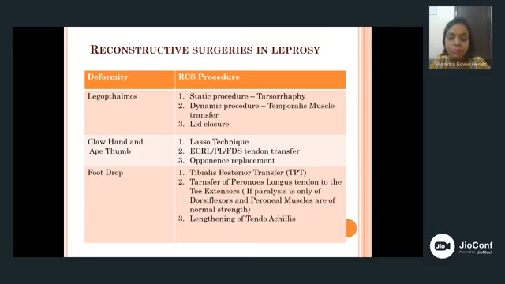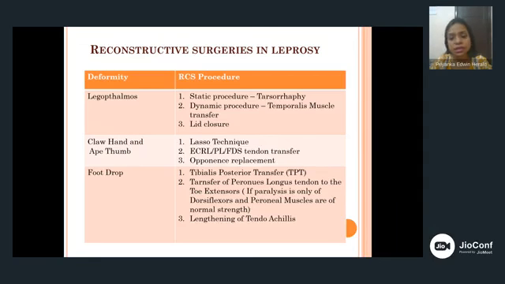And for foot drop, that is tibialis posterior transfer, because the dorsiflexors are not working, so tibialis posterior is transferred for their action. Also, transfer of peroneus longus tendon for toe extensors is done, and lengthening of tendo Achilles is done. So these are the major reconstructive surgeries we see in leprosy patients.